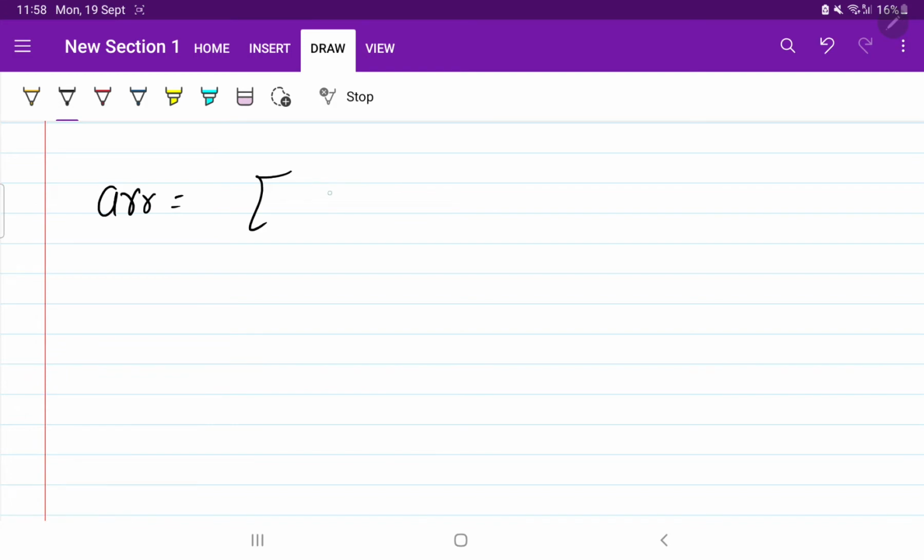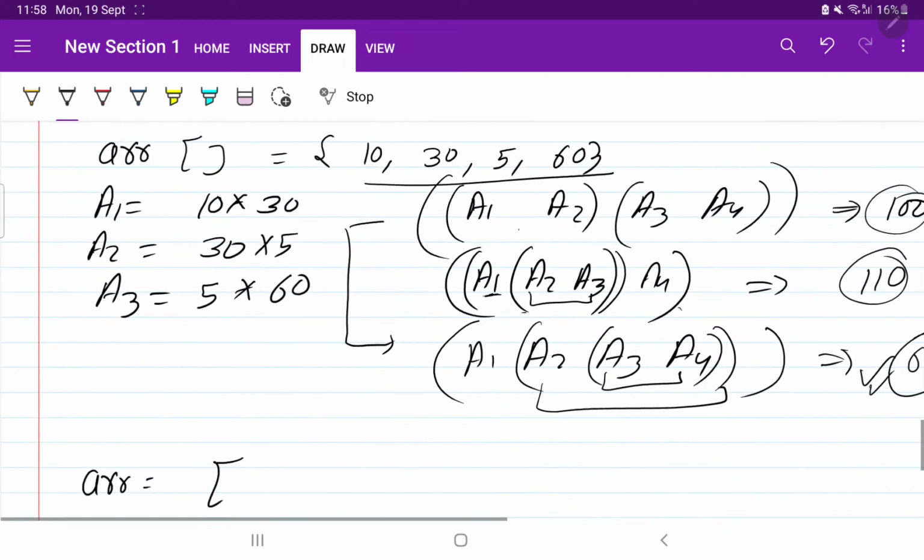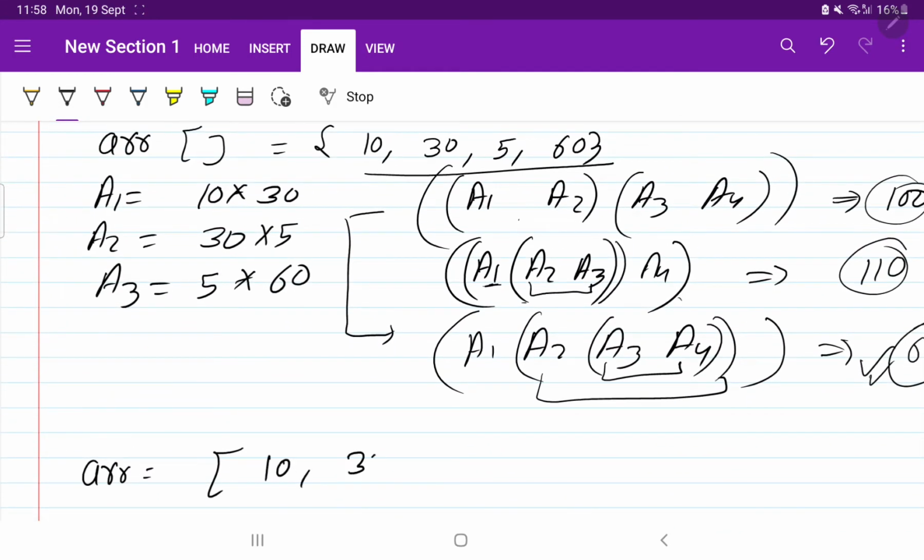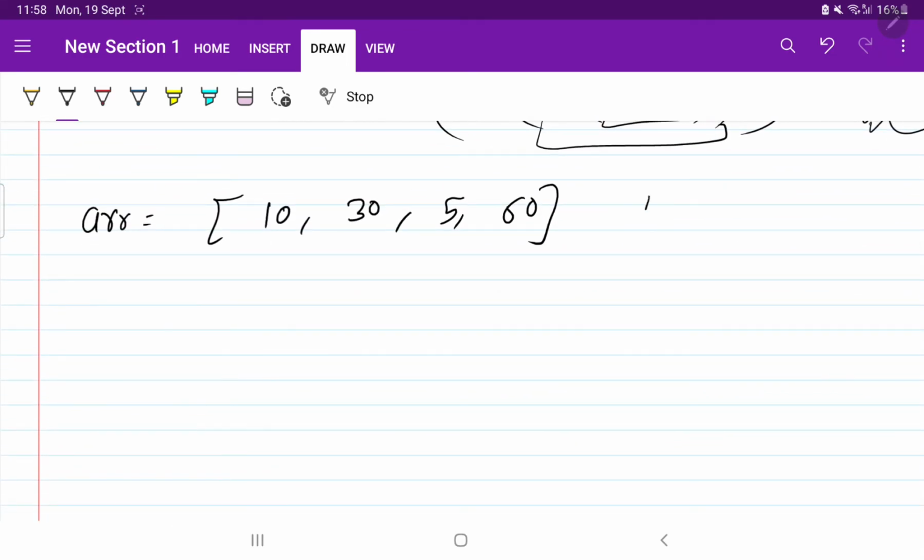Okay, so as of now we were talking theoretically. Now let's go practical. 10, 30, 5, 60. So we have A1, A2, A3 and A4.